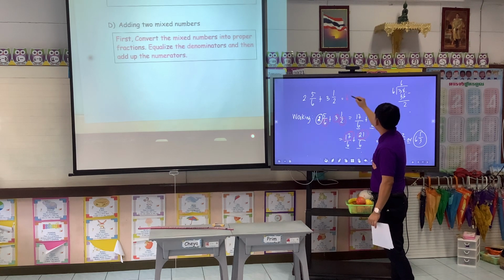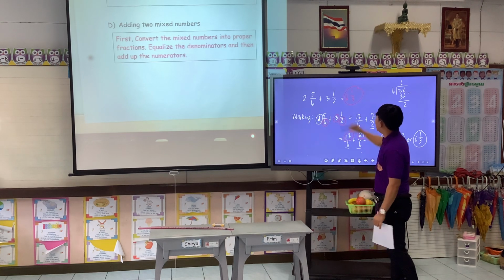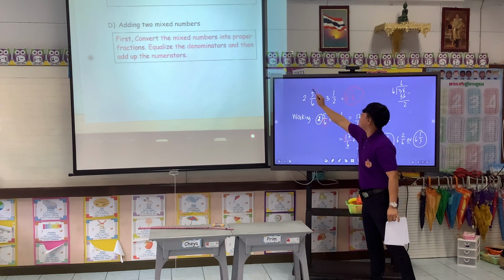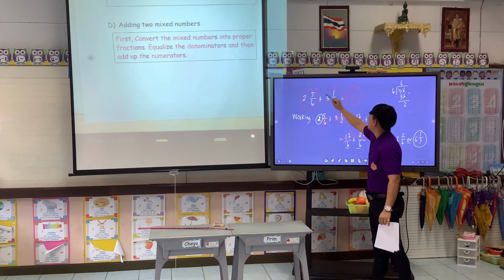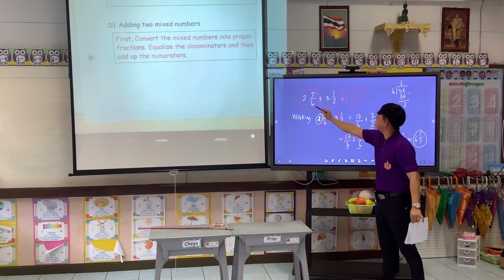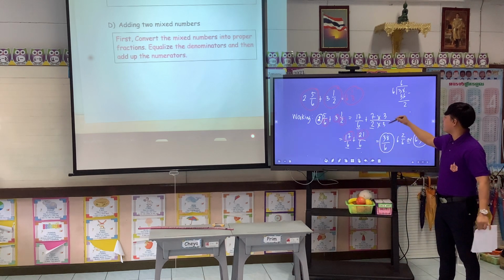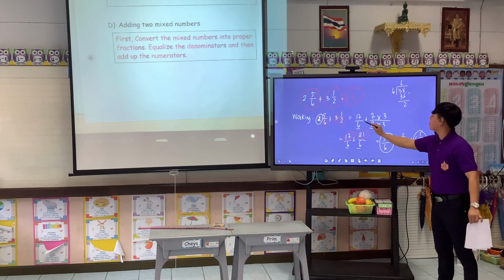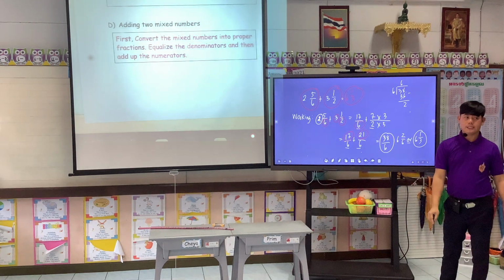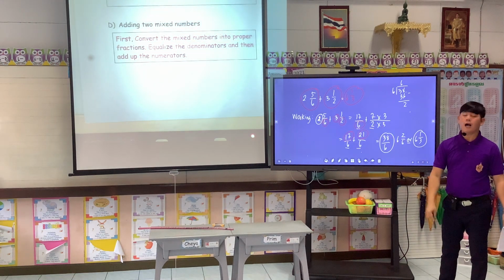6 and 1/3. So this is the mixed fraction, right? And with different denominators, we find a number that equalizes them to 6. Do you understand?